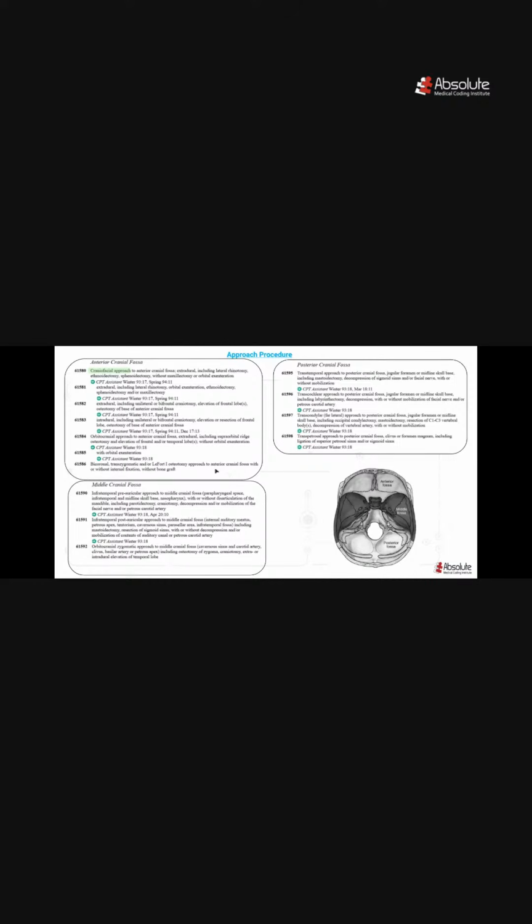61580 and 61585 that use the orbitocranial approach. Now this is a combination of orbital routes with the cranial routes. That's how it got its name, orbitocranial approach. All right. And next we have 61585, which is also using the orbitocranial approach.